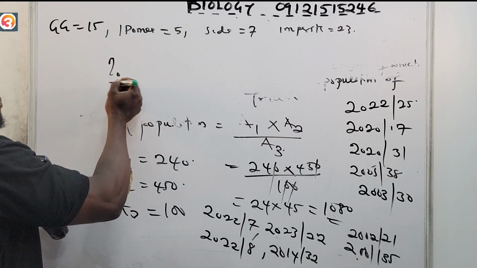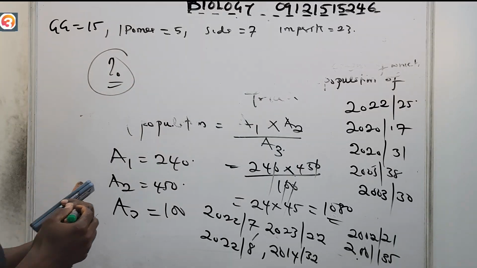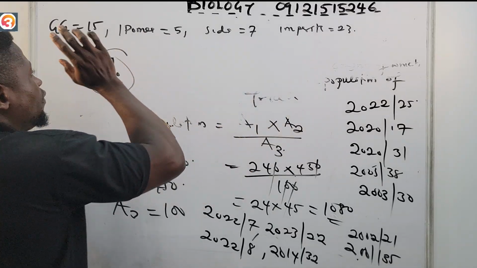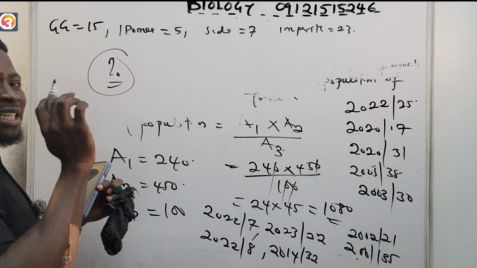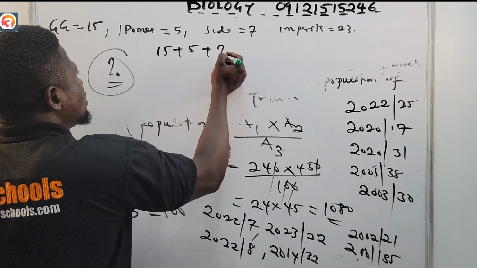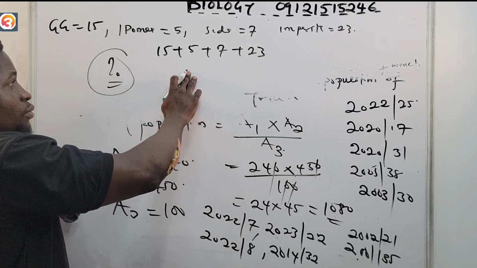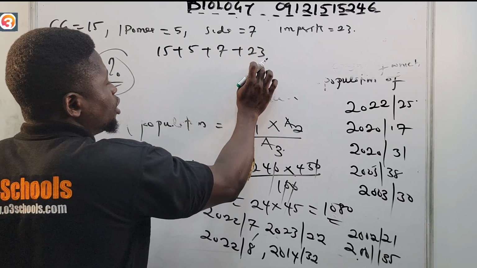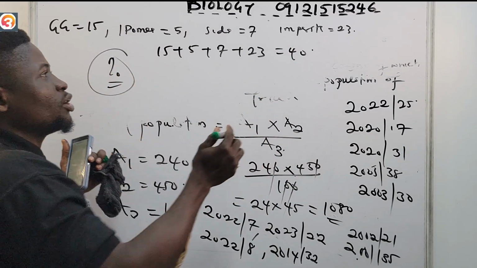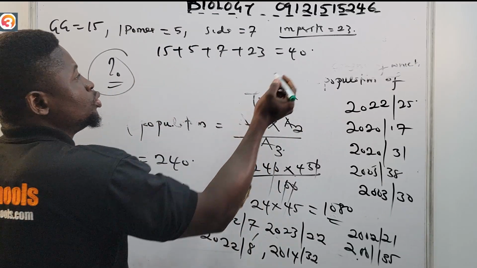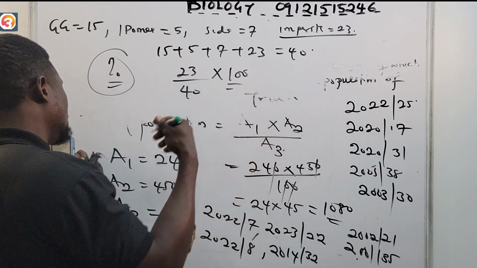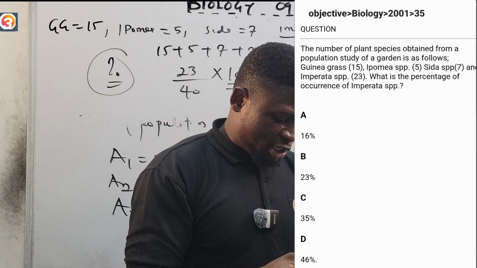Here they're asking of percentage occurrence. So that means that we're going to multiply by 100. First of all, we're given how many samples? 1, 2, 3, 4 species. For us to find the percentage occurrence, we need to add all of them together. So 15 plus 5 plus 7 plus 23. 15 plus 5 is 20, plus 7, 27, plus 23 is 40. Okay, so if I ask to look for the percentage occurrence of this Imperata species, you take the 23, then divide it by the total of 40, then multiply by 100. So do that and tell me the answer in the comment section.